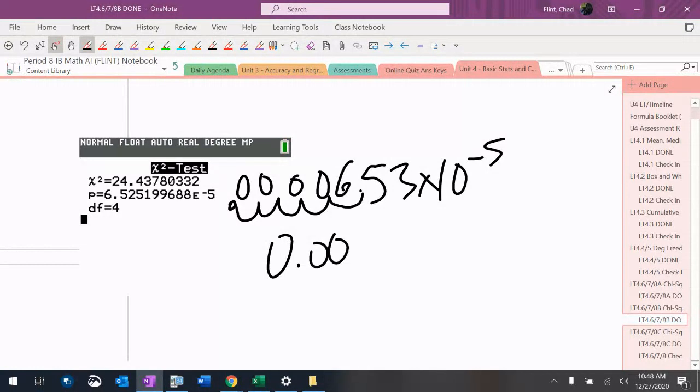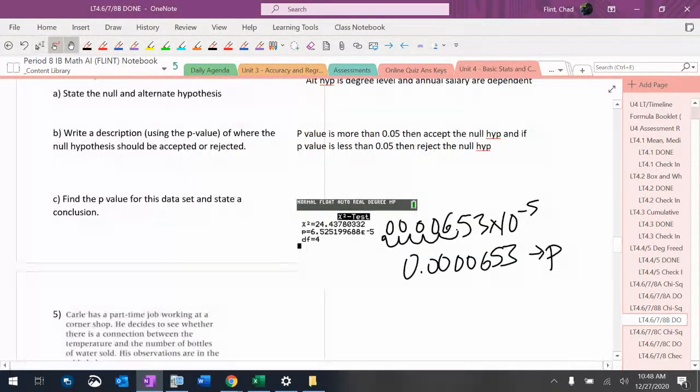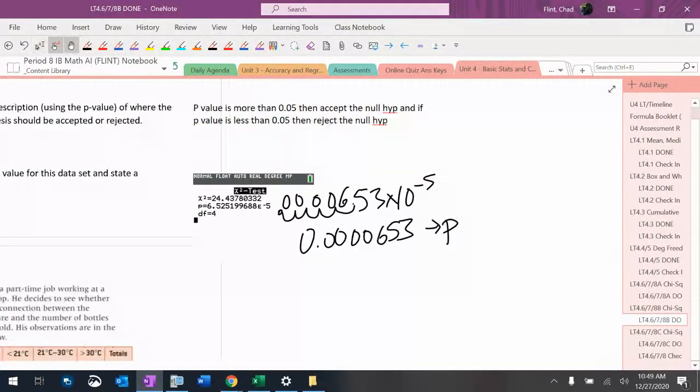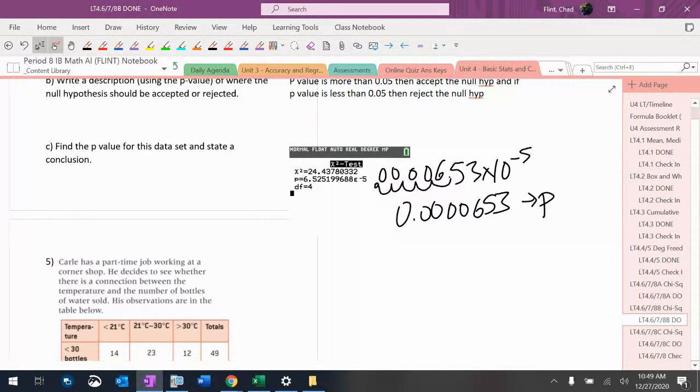So 0.0000653 is my p-value. So now I look at my thing up here. It says if p is less than 0.05, that is definitely less than 0.05, we reject the null hypothesis. So this has a stated conclusion, which means I have to say if they're independent or dependent. So I'm going to say 0.0000653 is less than 0.05, so we reject the null hypothesis.